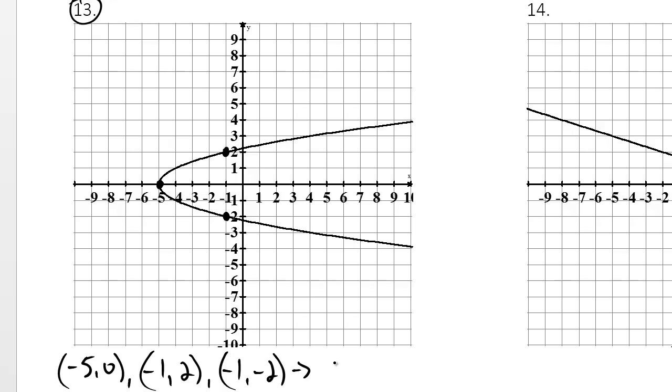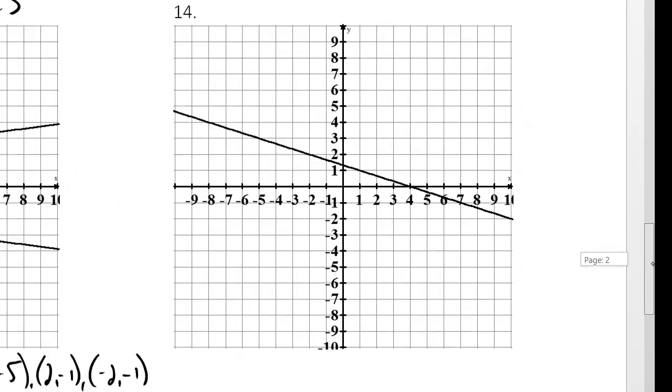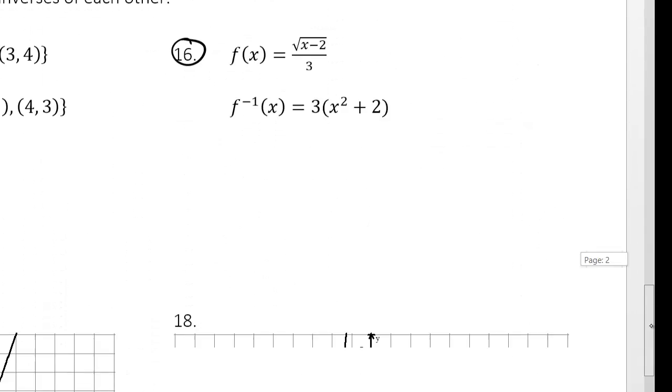Find the inverse of those. So 0, negative 5, 2, negative 1, and negative 2, negative 1. And replot those. So 0, negative 5, 2, negative 1, negative 2, negative 1. And your new graph is right there. Now this does pass the vertical line test, so the inverse of this function is a function. Okay, number 14, really easy. Find 2 points.